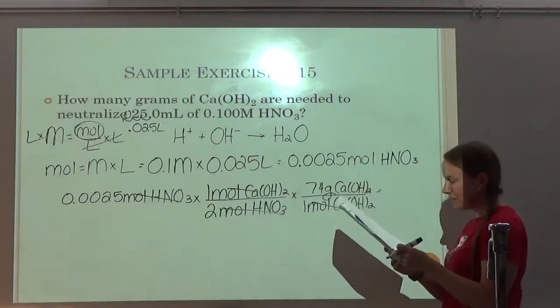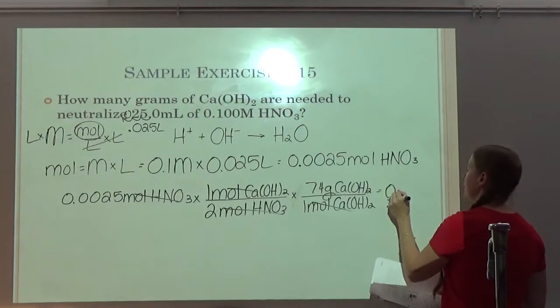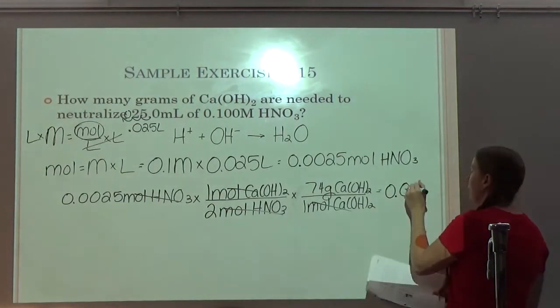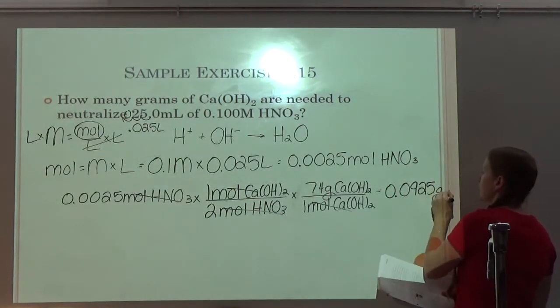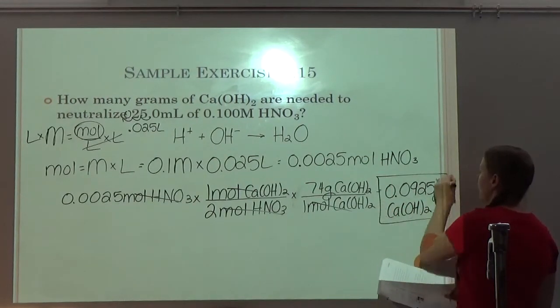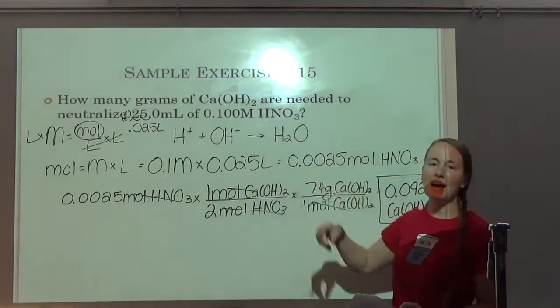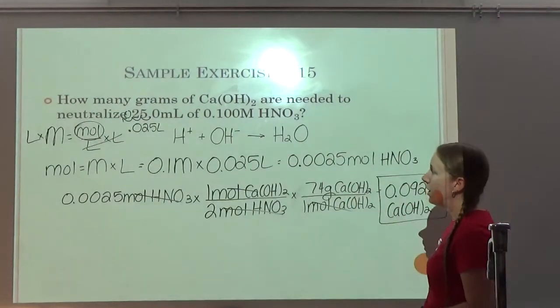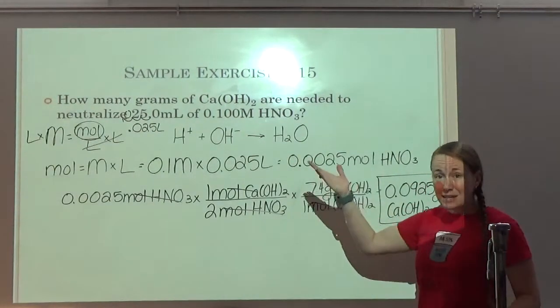So I multiply and divide, and I end up getting about 0.0925 grams of calcium hydroxide. So that's how much calcium hydroxide I would need to neutralize the acid in this solution. All right, so a lot of stuff going on here.